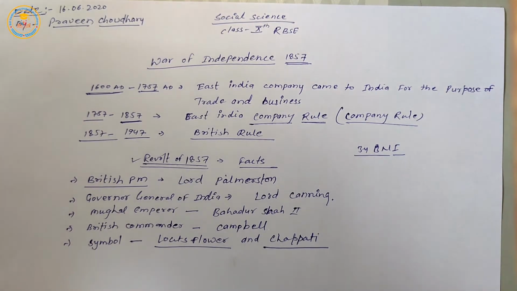So before the use of these cartridges, the bullets were opened by mouth. The cow is the holy animal in the Hindu religion, and the pig is the holy animal in the Muslim religion. So both were annoyed with the Britishers, and they revolted against their masters.